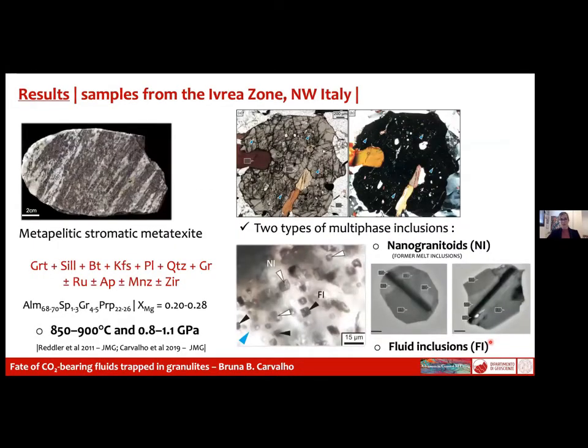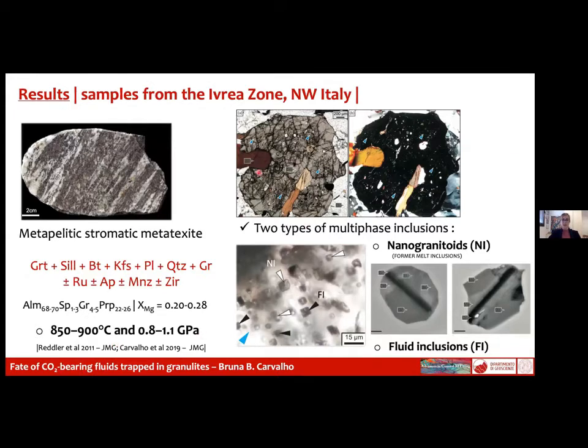The second case study was the Ivrea Zone. The rocks were a metapelitic, stromatic metatexite, and also a diatexite from the Kinzigite Formation. The rocks contain different proportions, but the same mineralogy: garnet, sillimanite, biotite, feldspar, plagioclase, quartz, with graphite as an important accessory, together with other accessories. And here the PT conditions are estimated at 850 to 900 degrees.